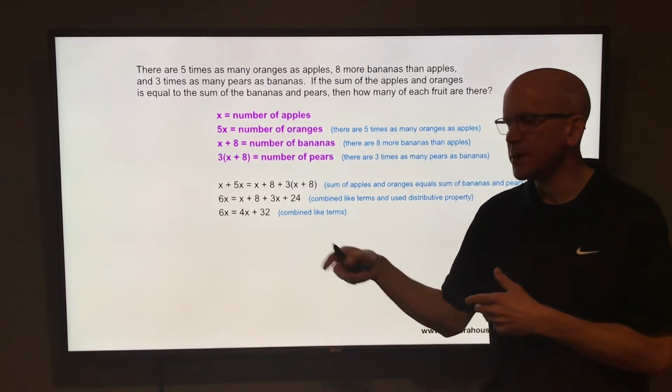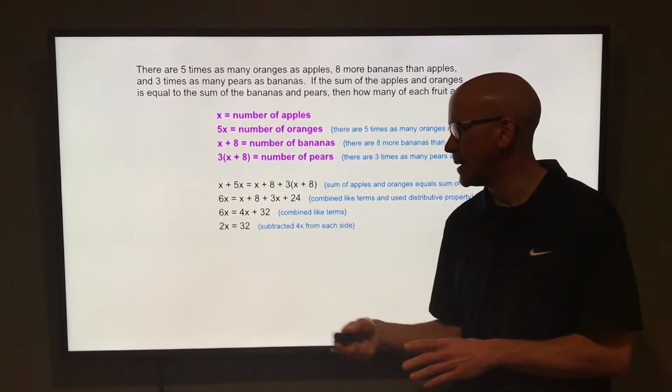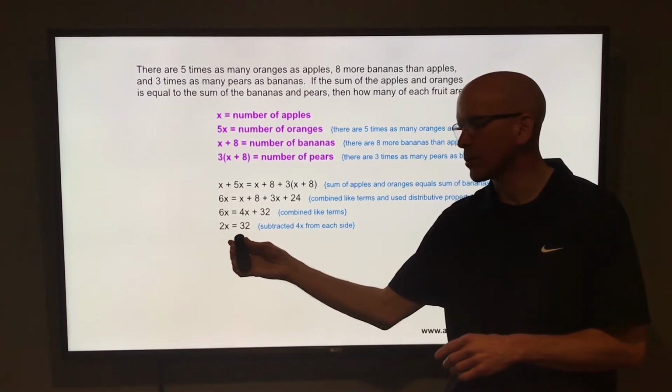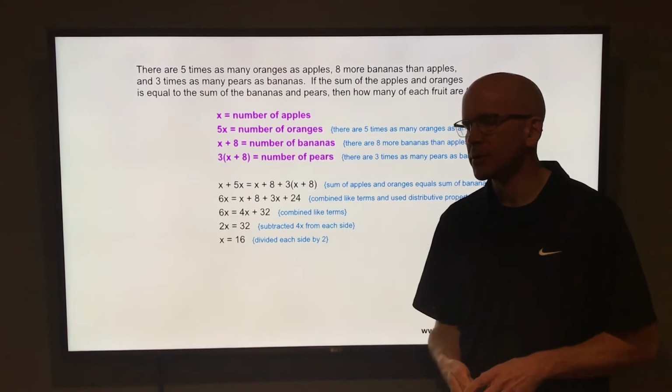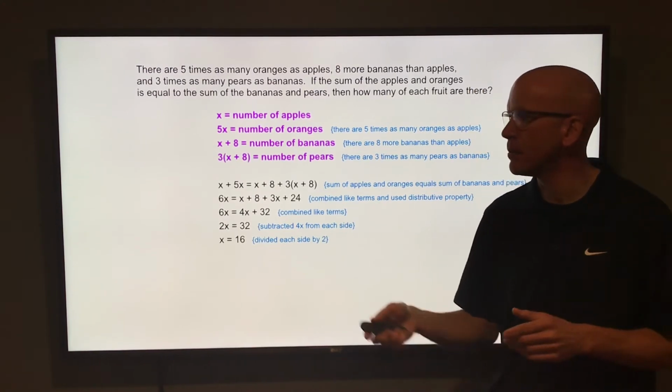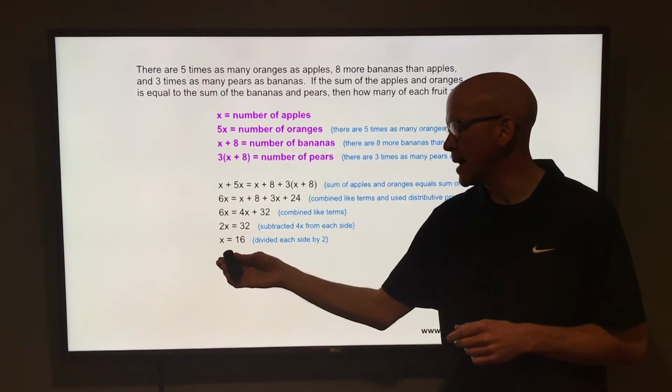To get the x's to one side, subtract 4x from each side. When you do that, you get 2x is equal to 32. And then finally, divide each side by 2, and x is equal to 16. Remember, x represents the number of apples. So there are 16 apples.